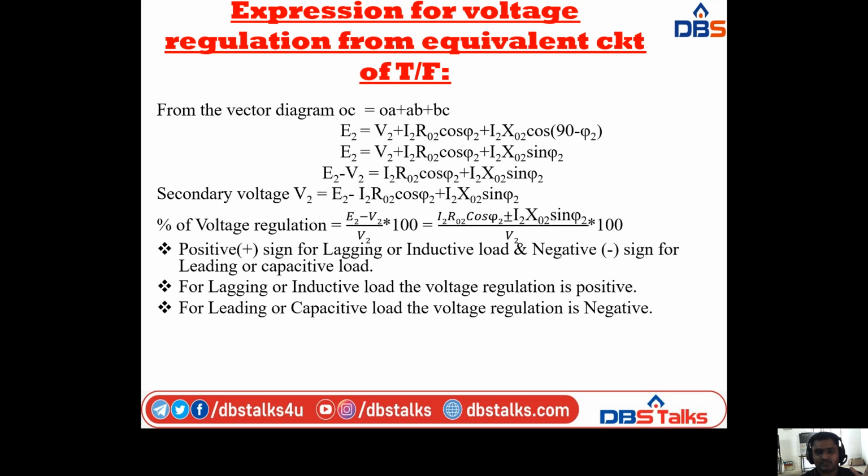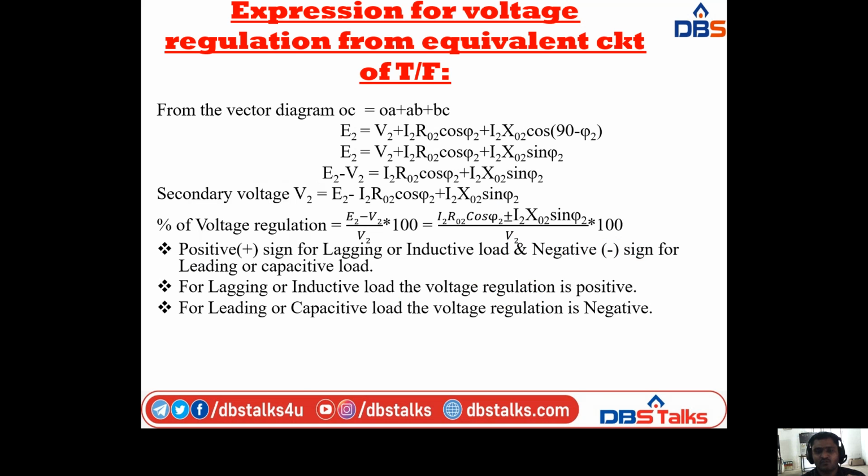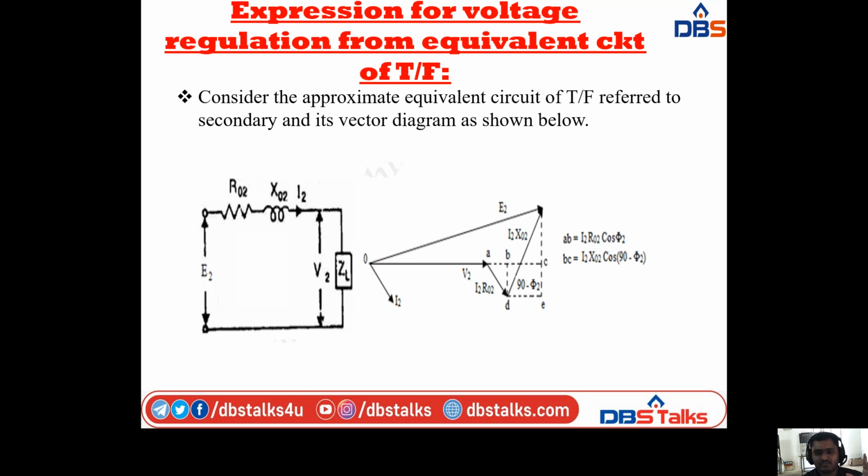From the vector diagram, I am taking OC. If you observe, OC is equal to OA plus AB plus BC. From the vector diagram, OC is equal to E2. And OA is equal to V2, plus AB is I2 R02 cos phi 2, plus BC is I2 X02 cos of 90 minus phi 2. That's why I am writing it here.